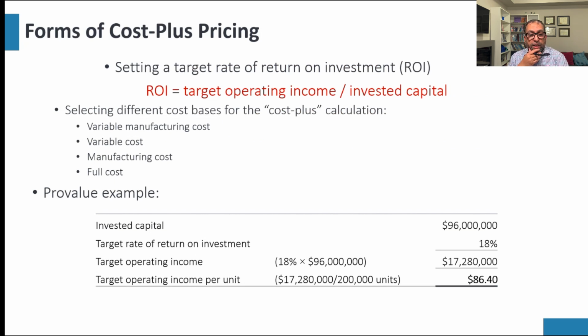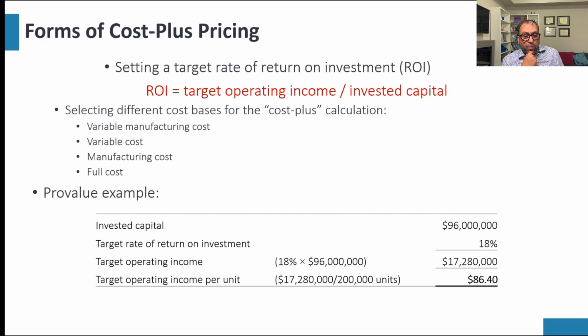Now, setting a target rate of return on investment, ROI. We want to set an ROI. So ROI is the target operating income divided by the invested capital. Now, selecting a different cost base for the cost-plus calculation: variable cost, manufacturing cost, and full cost. So if the invested capital in the business is 96 million, and we want to earn 18% on it, we decide that the target income should be 17.28 million, which is 18% of 96 million.